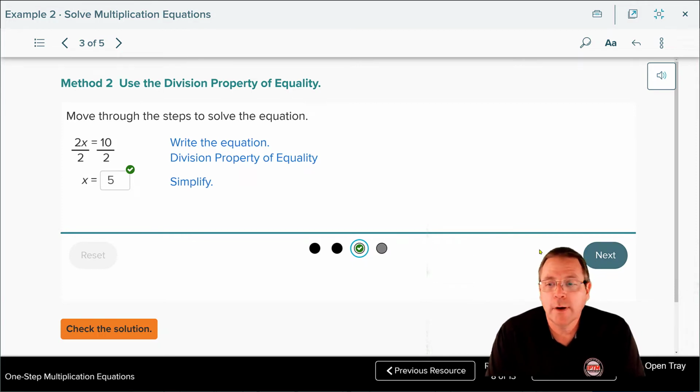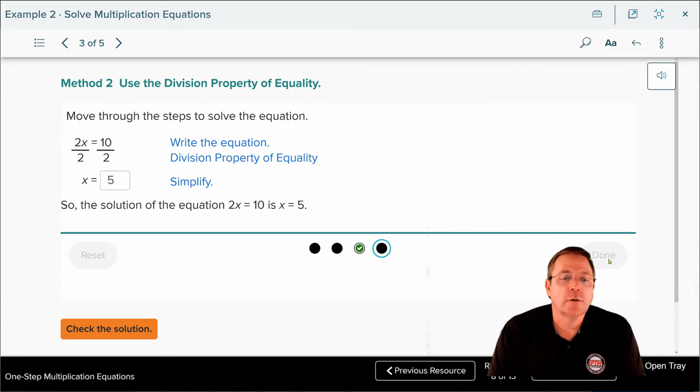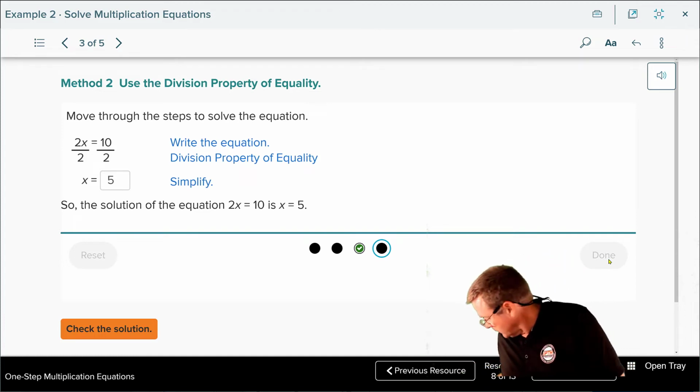And that's going to be your final answer. So you can say that your solution to the equation 2x equals 10.